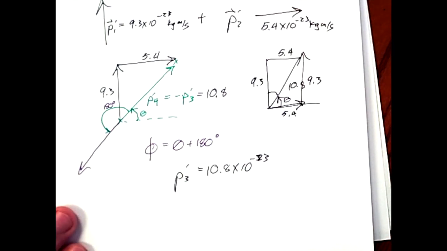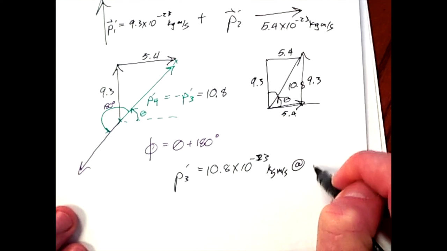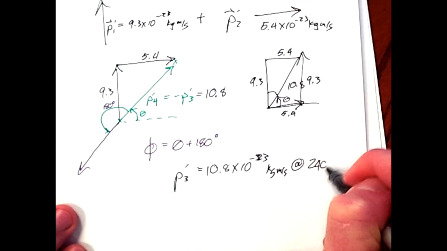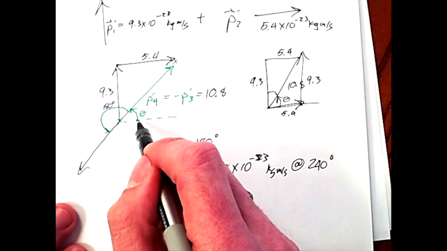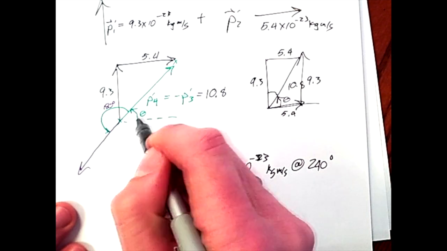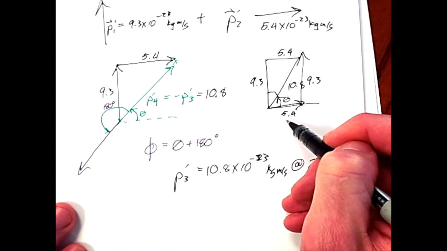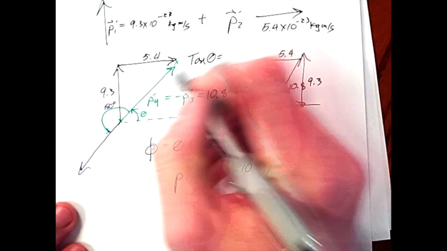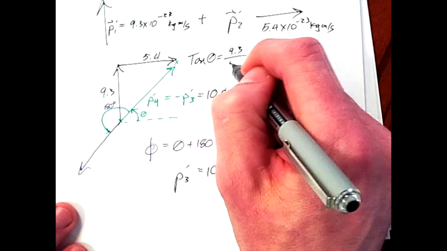Only if they're the same. So this is kilogram meters per second at an angle of phi, which is 60 plus 180, which is 240 degrees. In the triangle, in either one of these pictures, I can find theta down here in this corner, because I know the hypotenuse is 10.8, the side opposite is 9.3, and the side adjacent is 5.4. So I can use any trig function. My favorite is tangent. So tangent of theta is equal to the opposite, 9.3, divided by the adjacent, 5.4.